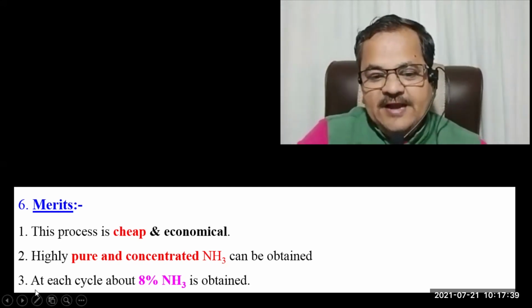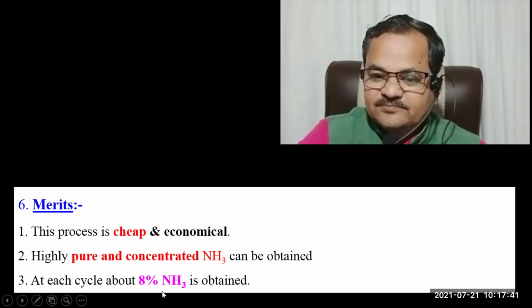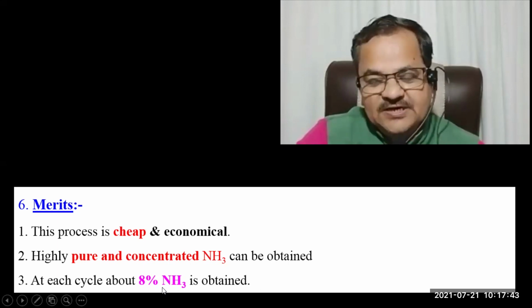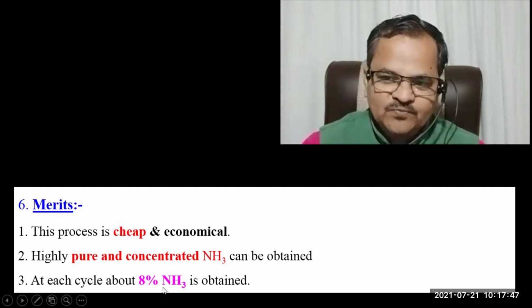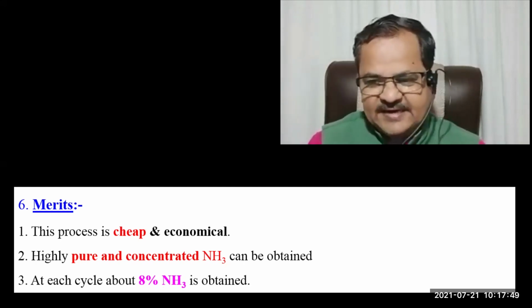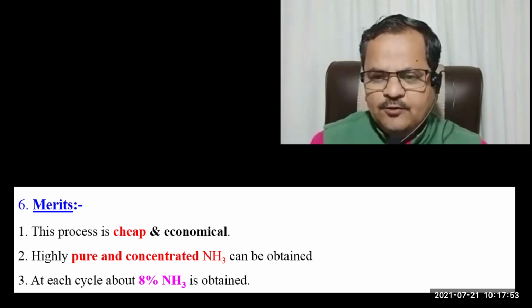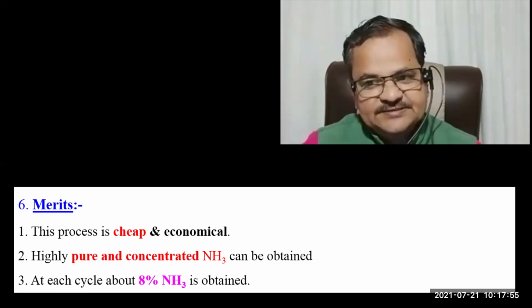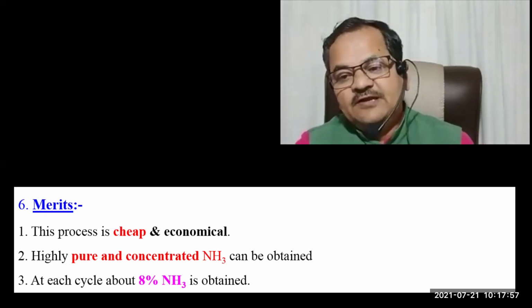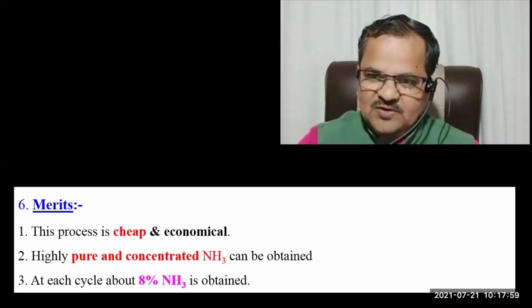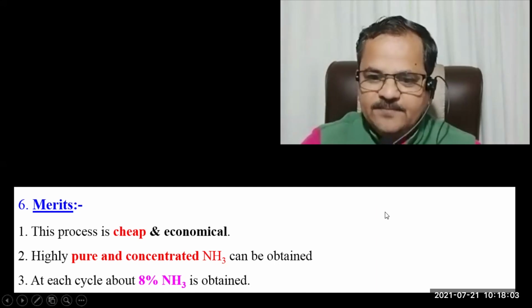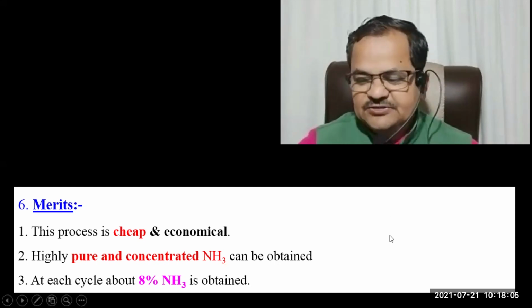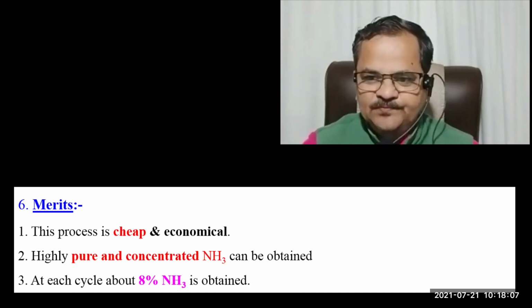And at each cycle we get 8% NH3. Hence we have to repeat the cycle over and over. We have to bring the reactants over and over in contact with the catalyst. Only then will we get maximum NH3. So this is the manufacturing process of ammonia by Haber's technique or method.